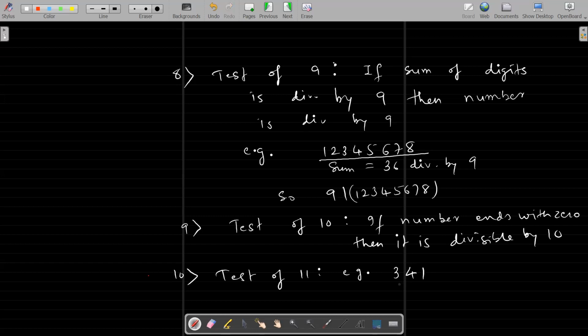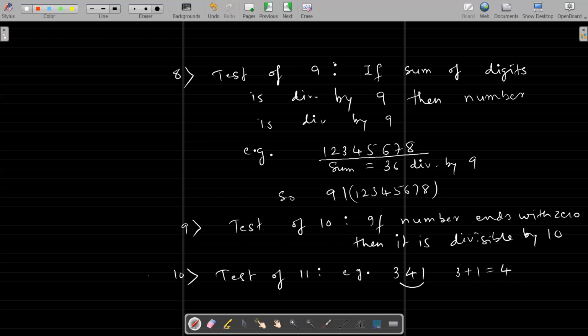So you add alternate digits. Like after 1, 3. Now this is only a 3-digit number, so we have to add only those two numbers. If the sum of the even places and the sum of the odd places are equal, or the difference is divisible by 11, then the number is divisible by 11. In this case, they are equal. 3 plus 1 is 4. Right? And therefore it is divisible by 11.